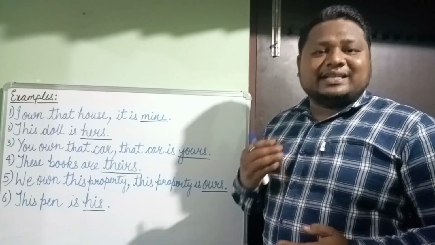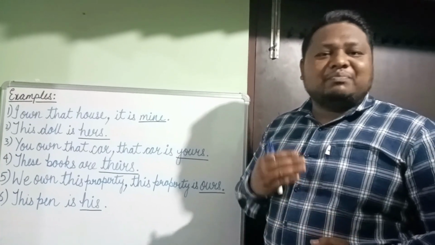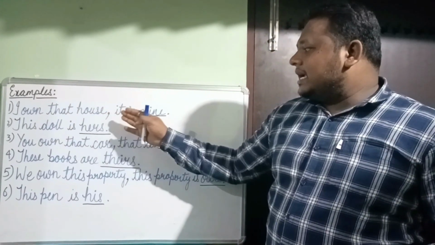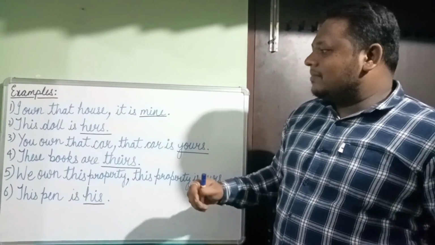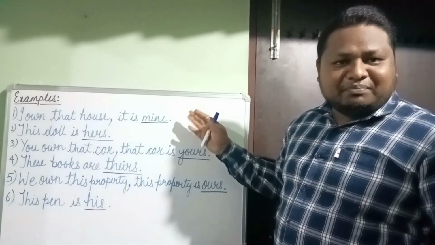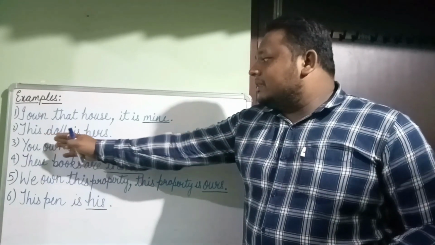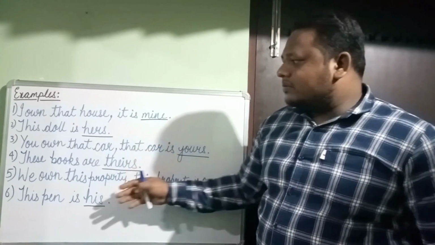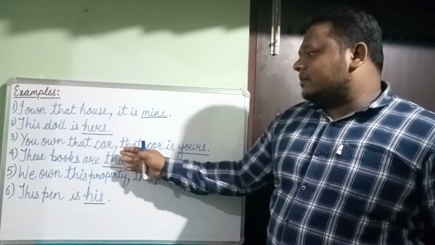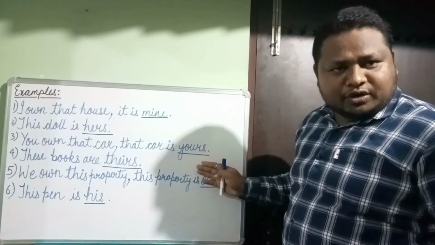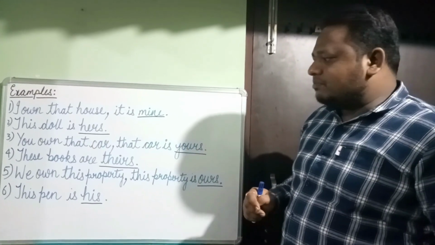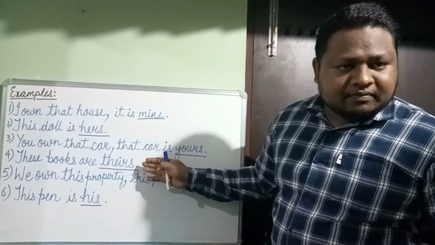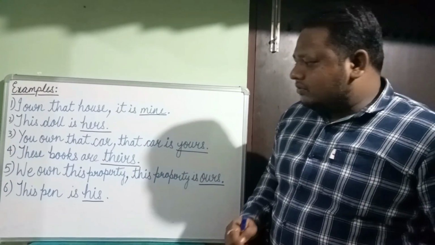Let us see some examples of possessive pronouns. Number 1, I own that house. It is mine. So mine is the possessive pronoun here. This doll is hers. Hers is the possessive pronoun. You own that car. That car is yours. Yours is the possessive pronoun. These books are theirs. Theirs is the possessive pronoun.